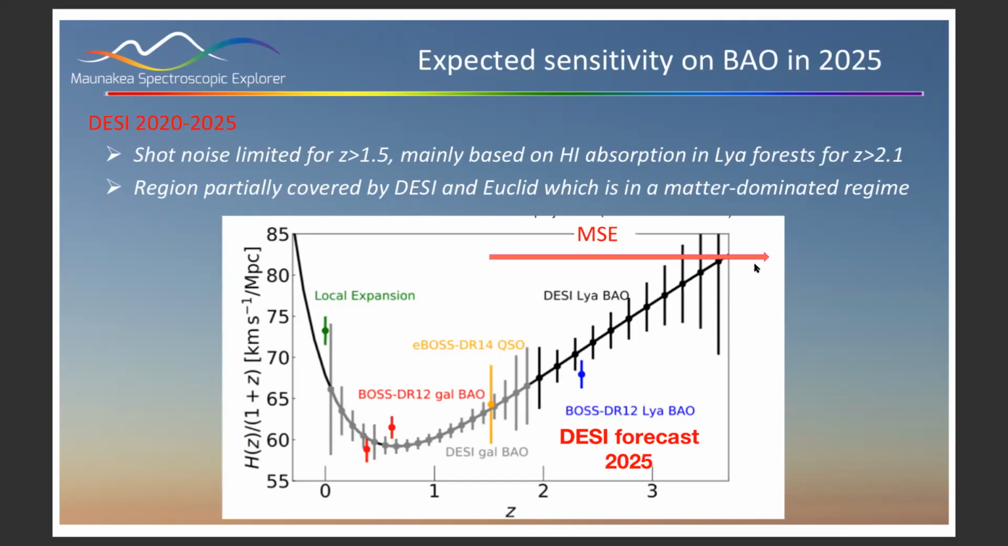Here we are using as a tracer the LRGs and the ELGs, and above 1.6, we are using the quasars, and above 2.1, we are using the Lyman alpha forest. So this means that there is really a region where we can improve what we have measured with DESI. So this means that really the target and the goal for MSc is to have a study above 1.6 in redshift.